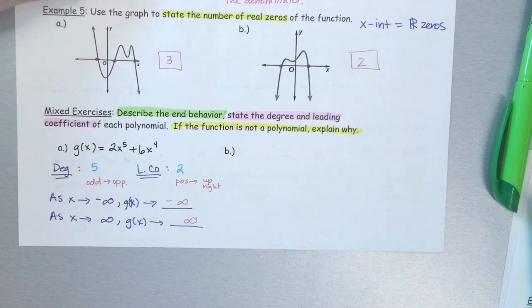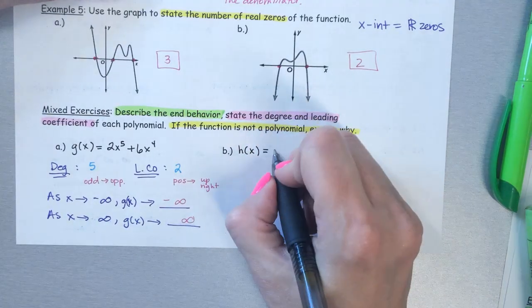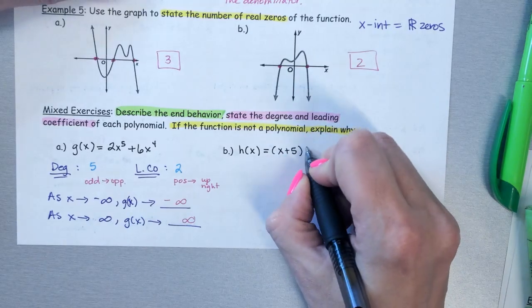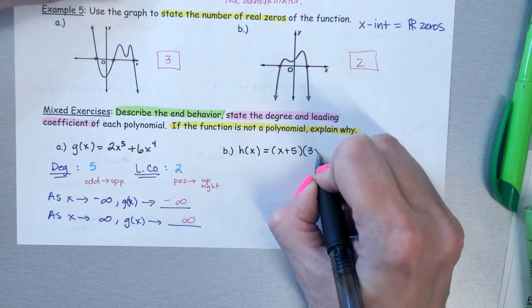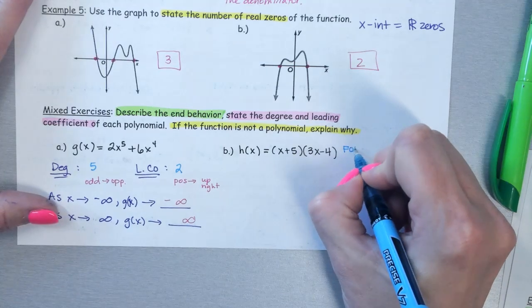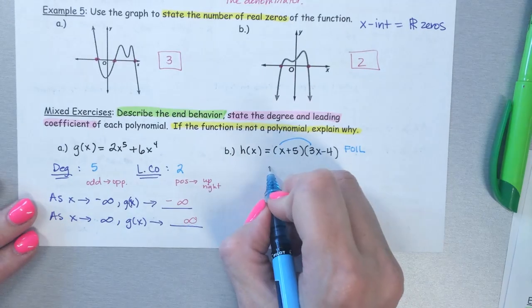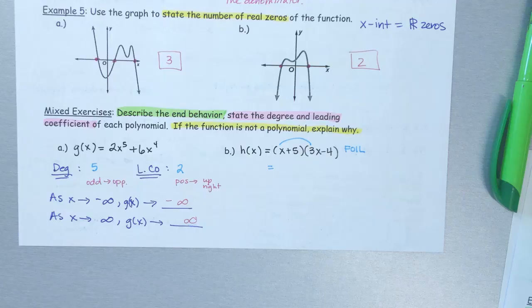The reason why I wanted to wait to do part B with you is because it's a different form, and I don't want you to jump to conclusions. So this is x plus 5, and remember, this means times 3x minus 4. If you are given a problem in this form, what we're going to have to do is FOIL. So we're going to multiply. We're going to FOIL that out. I'm going to give you a moment to try that by yourself. That way you're thinking about the process and not just copying me down. And then once you do that, you can do the degree and the leading coefficient.